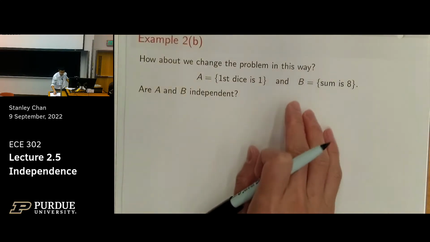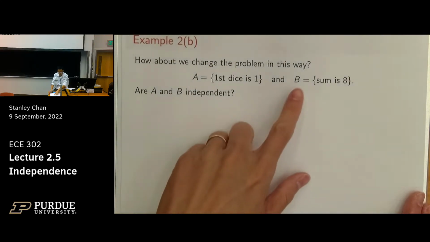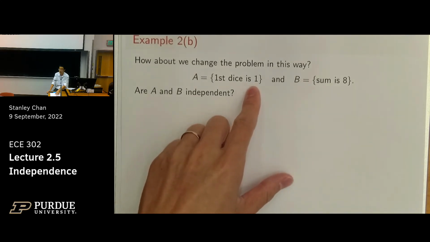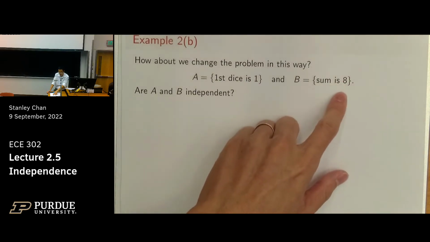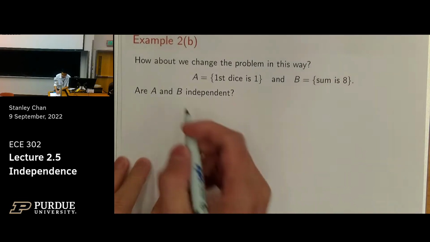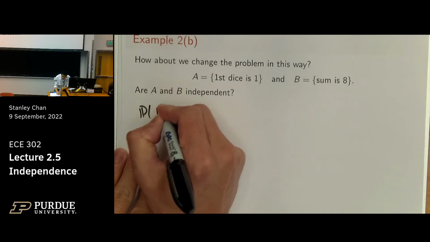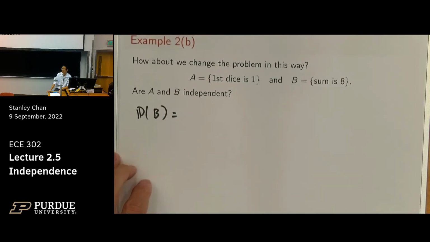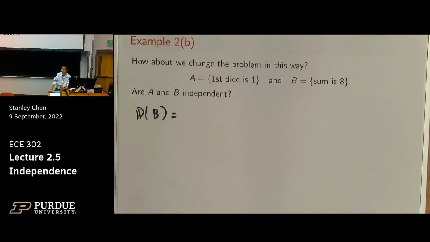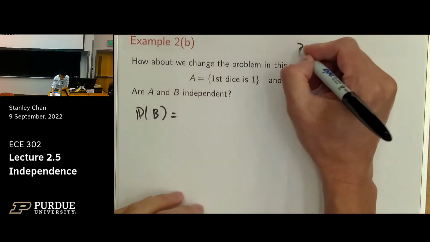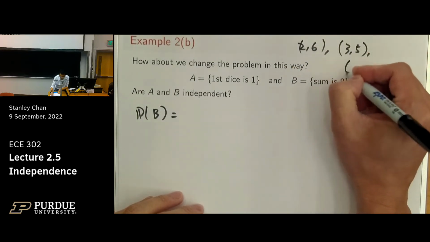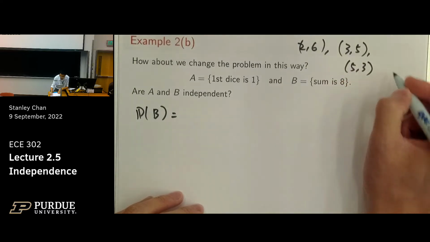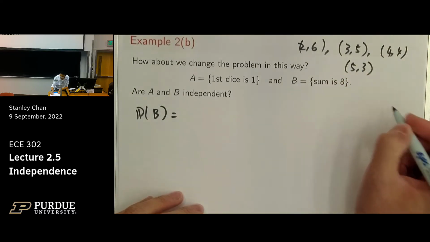Okay. So here's example 2b. Sum is 8, and this is still 1. And we agree that even if I change this to 2, it doesn't change anything, right? So let's just look at event B. Sum is 8 now. What is the probability of getting B? We can count the cases. To get an 8, you have 2 dice. It has to be 2, 6, 3, 5, 5, 3, 4 and 4, 6, 2.